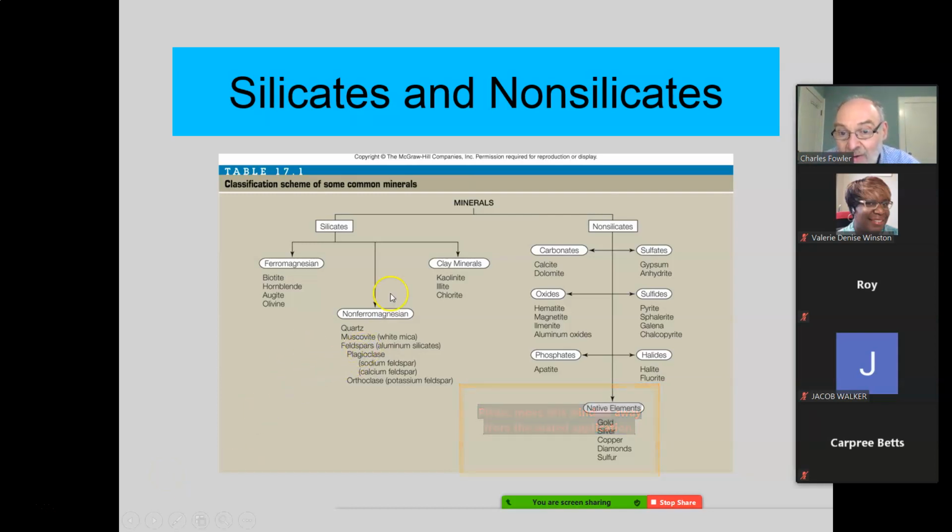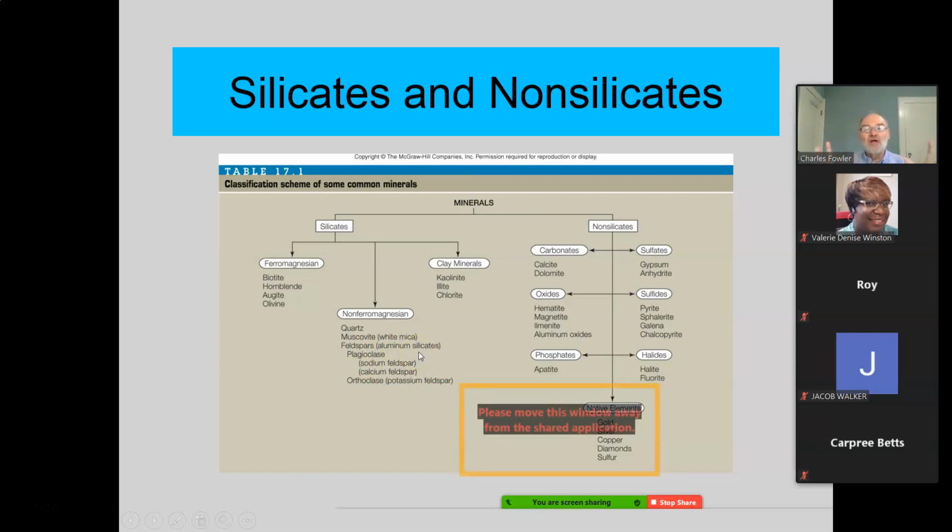Feldspars are silicates with a high content of aluminum silicates. That is as opposed to aluminates. In the feldspars, you have several classes. You have plagioclase, which is a sodium aluminum silicate, calcium feldspars, which are calcium aluminum silicates, and then you have orthoclase, which is a potassium feldspar, a potassium aluminum silicate.